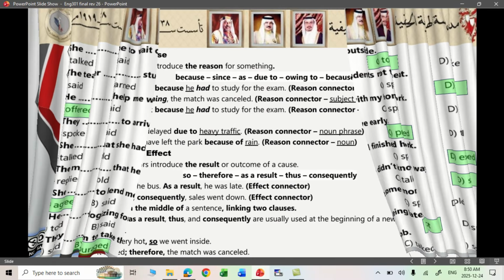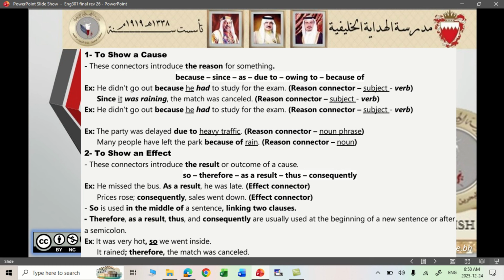Let's move on to the next grammar point, which is going to be about the conjunctions or the linking words that we use to show a cause or to show an effect. All right? Well, the connectors introduce the reason for something. We have the words because, since, as, due to, owing to, and because of. For because, since, and as, we use a full sentence after them. But for due to, owing to, and because of, we use a phrase coming after. I mean, we don't have a verb here.